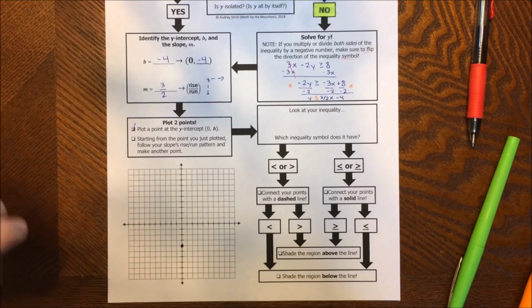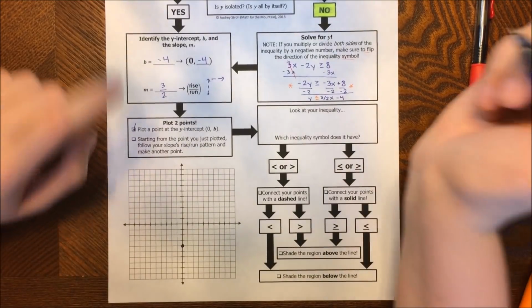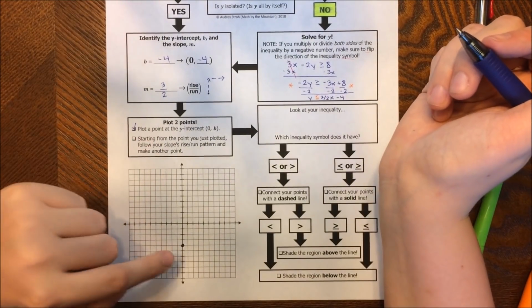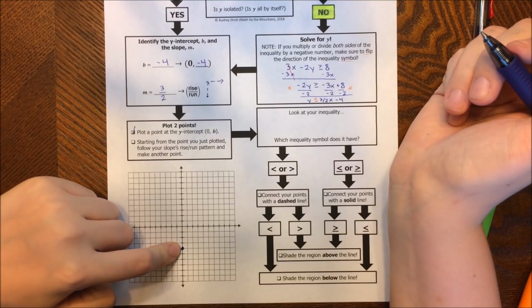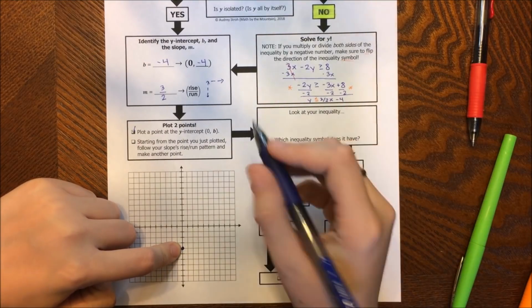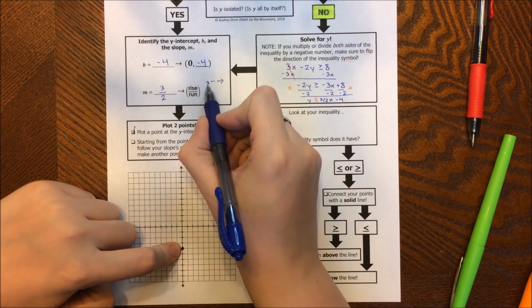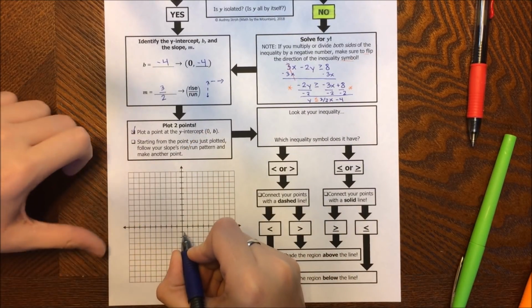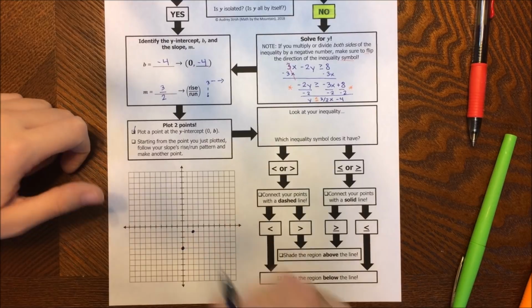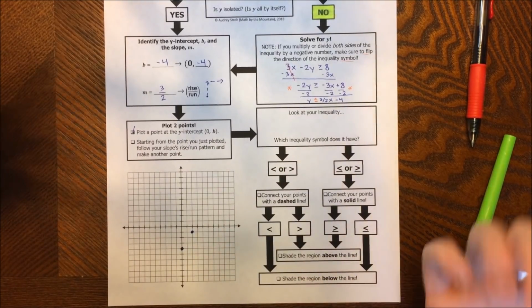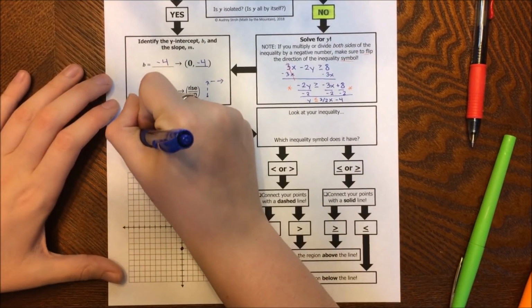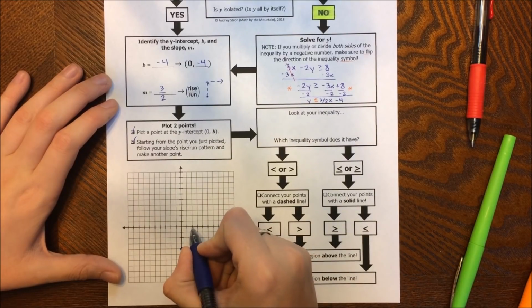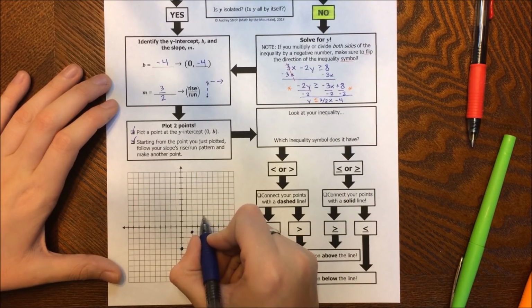Since we finished that, we're going to give it a checkbox. The next thing says, starting from that point we just plotted, so the y-intercept, follow your slope's rise over run pattern, which was up 3, forwards 2, and make another point. So up 1, 2, 3, forwards 1, 2. Another point. And you can really stop there. I like to put more points in. It's just kind of personal preference. So I'm going to do a couple more up 1, 2, 3, forwards 1, 2s.